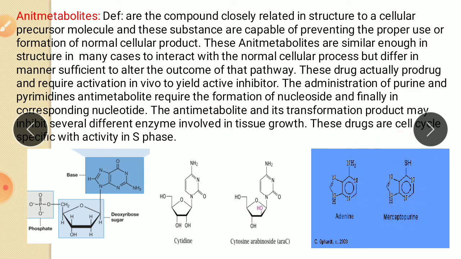So these antimetabolites have structural similarity with the cellular precursor molecule, and like a prodrug they require activation. Activation here means that a sugar molecule is attached to the drug and a phosphate group is also attached, as in the normal bases of DNA and RNA. Therefore it inserts into the DNA instead of the normal bases, and therefore disturbs DNA and RNA synthesis. So this is the definition of antimetabolite drugs.